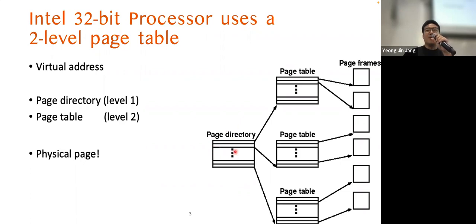This page directory will store the address, actually the physical page number, for the page table. And then each page table will store the physical address that the virtual address will be translated to. So please keep this figure in mind: we have a 2-level page directory and page tables.